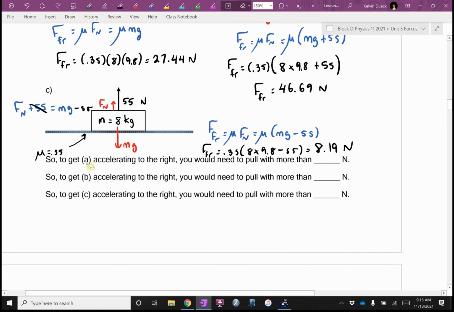By the way, what does that mean? To get object A accelerating to the right, you would need to pull with more than how many newtons? 27.44? To get object B accelerating to the right, you would need to pull with more than how many newtons? 46.69. To get object C accelerating to the right, you would need to pull with more than how many newtons? Otherwise, they're not going anywhere. Okay.